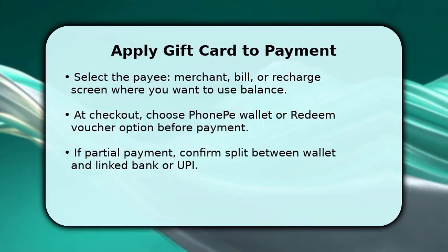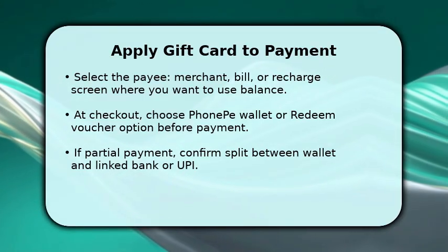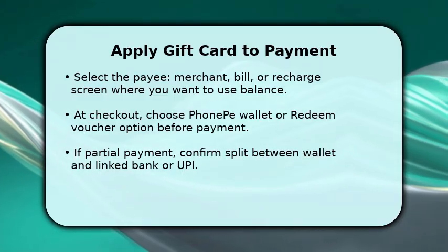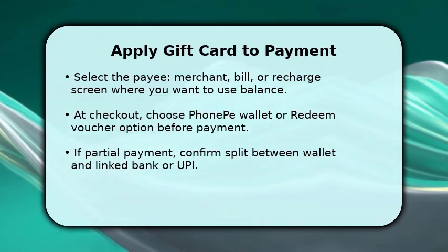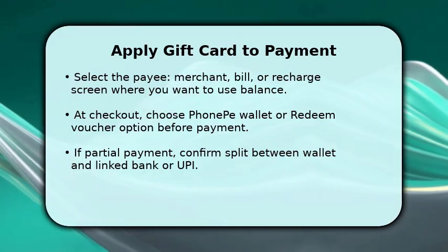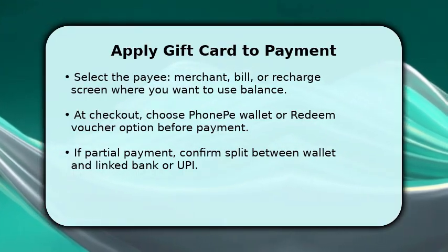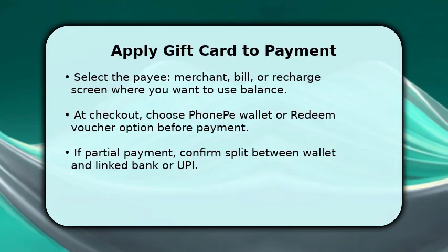If the balance is lower than the bill, split payment will prompt. Select linked bank or saved UPI for the remainder. Because vouchers can expire or have merchant limits, always check the voucher details before confirming to avoid declined payments.